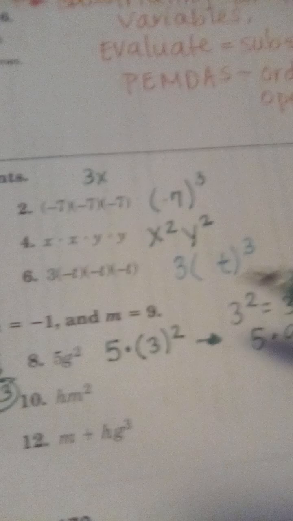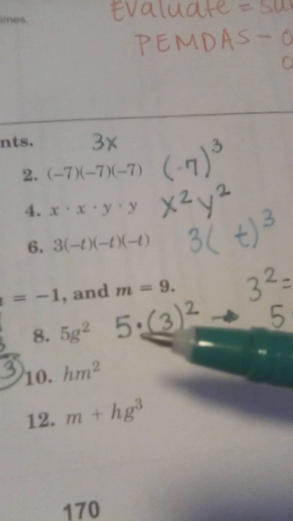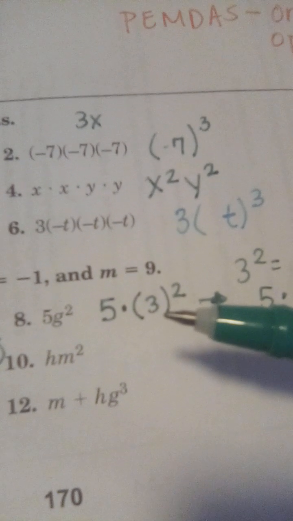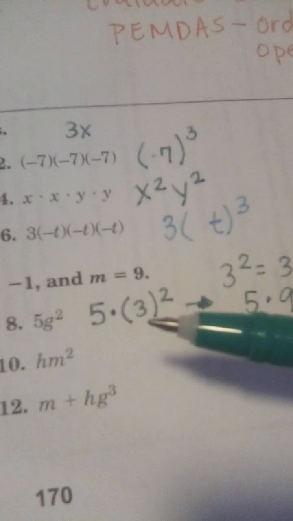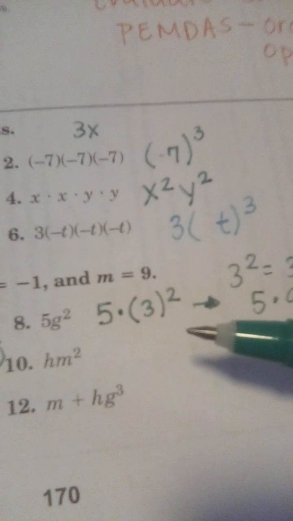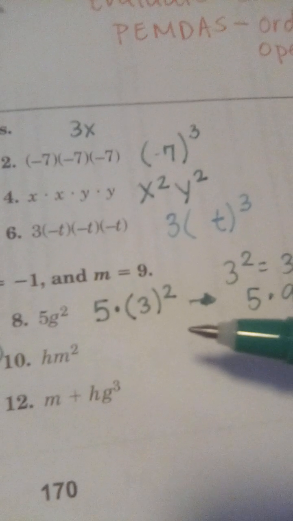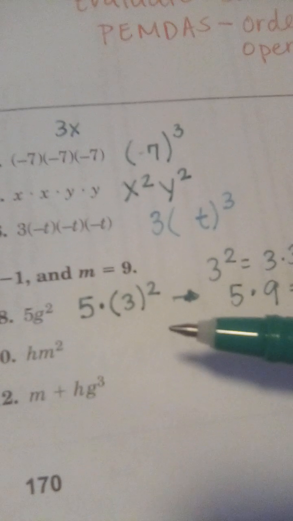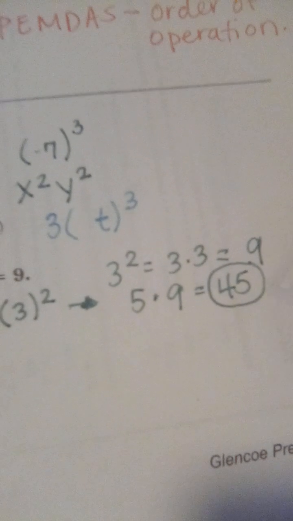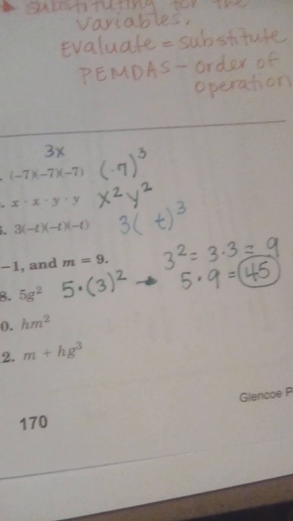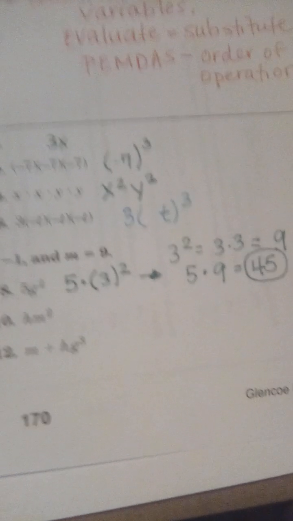So all you're doing in this part is taking the 5, leaving the 5 alone. We just evaluate the variable, which is g, and the number 3 that is substituted and is on the second power. And then we're using PEMDAS. So we got 3 squared, 3 times 3 is 9. And you multiply 5 times 9, that gives us 45. Any questions on number 8? All right, let's go on.